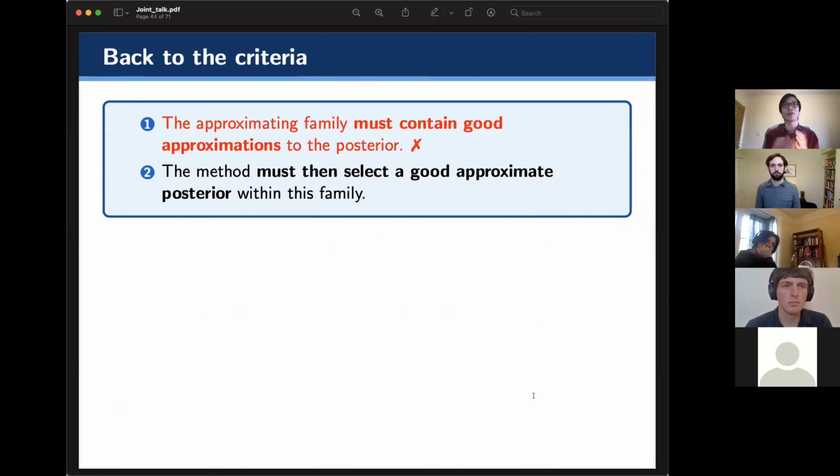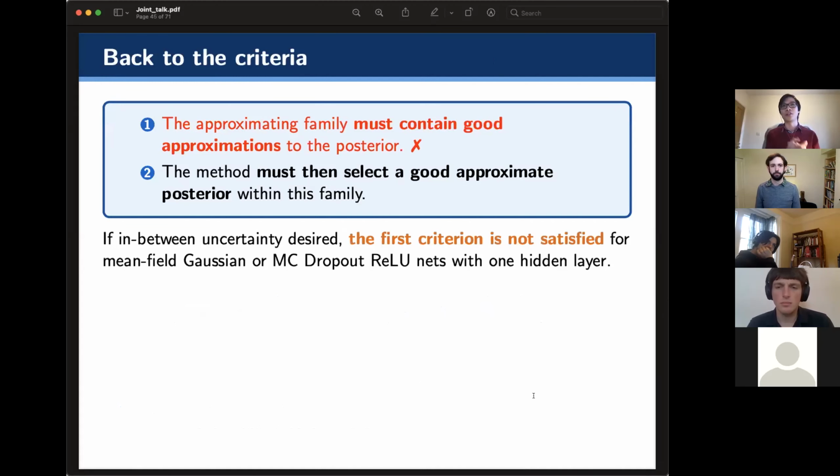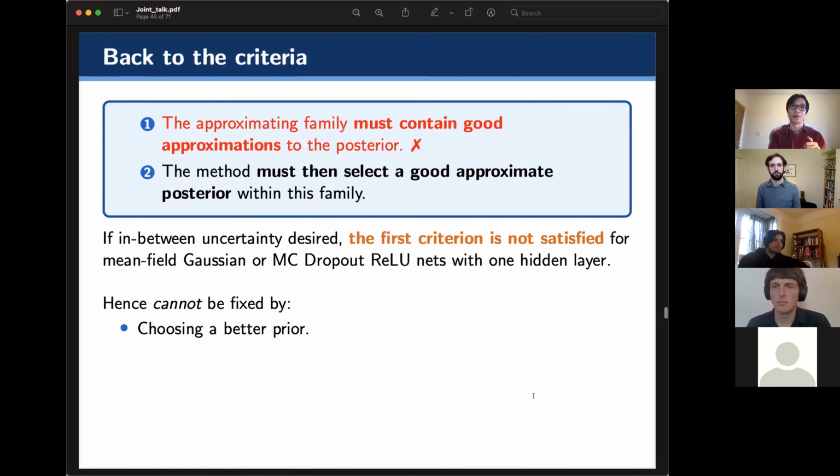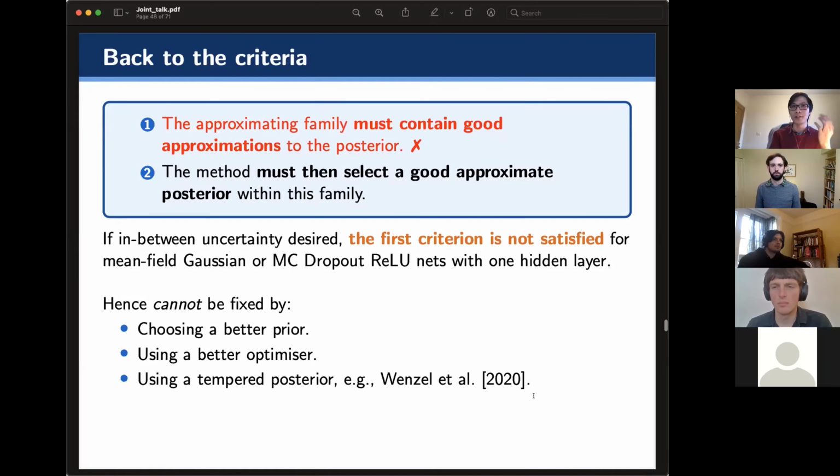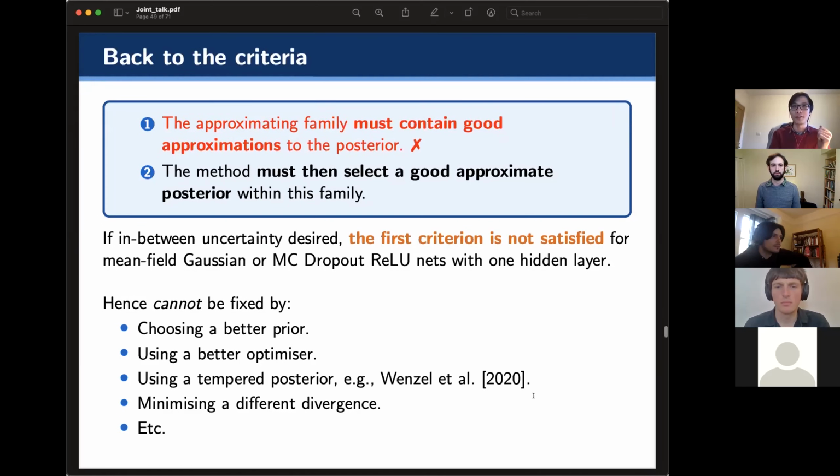So if we go back to the criteria that I talked about at the start, we have to say that if in-between uncertainty is something you care about, the first criterion, that the family must contain good approximations to the posterior, is simply not satisfied if you use mean field Gaussian or MC dropout for ReLU nets with one hidden layer. Hence, we cannot fix this by choosing a better prior, or by using a better optimizer, or by tempering our posterior, minimizing a different divergence, etc. It's actually a very strong restriction.